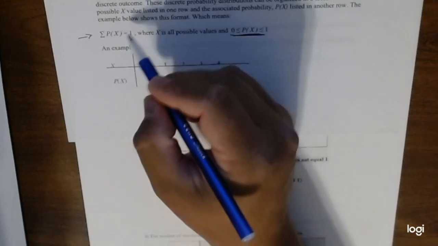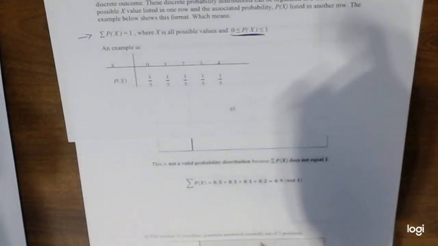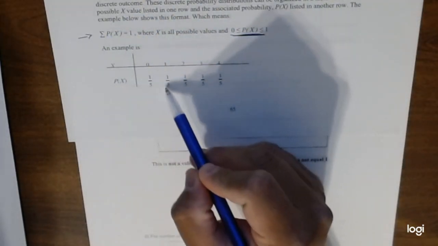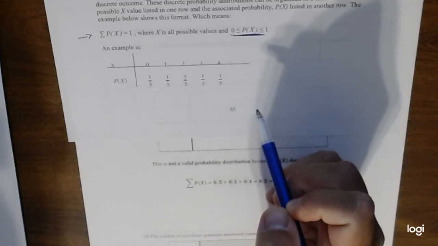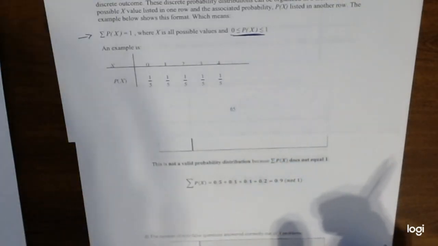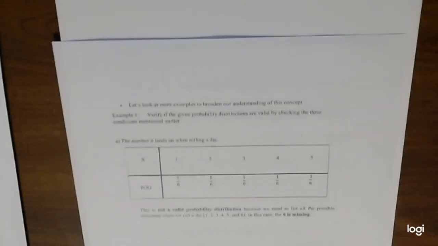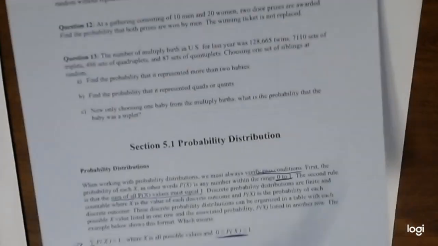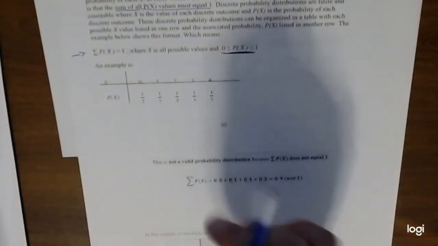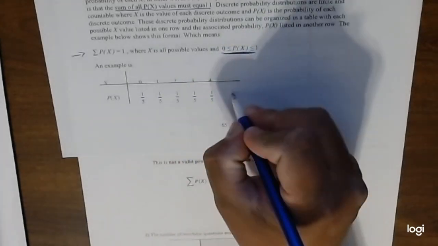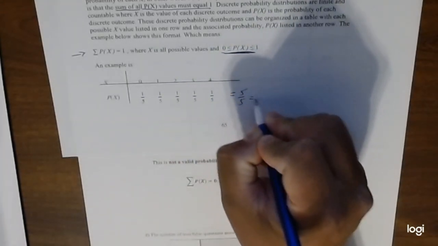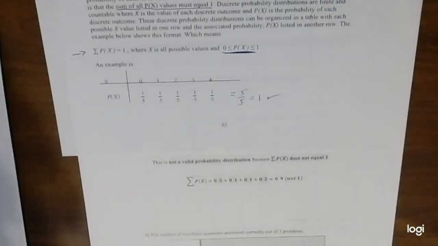Next step is, if I add them all up, do I get 1? What happens if I add this, this, this, this, and this together? What will we get? I believe the answer is in the back. Oh yeah, that would work, right? I think this is the answer. If you add this, that gives you exactly 5 over 5, which is just 1. So check. That's an example of a good probability distribution.